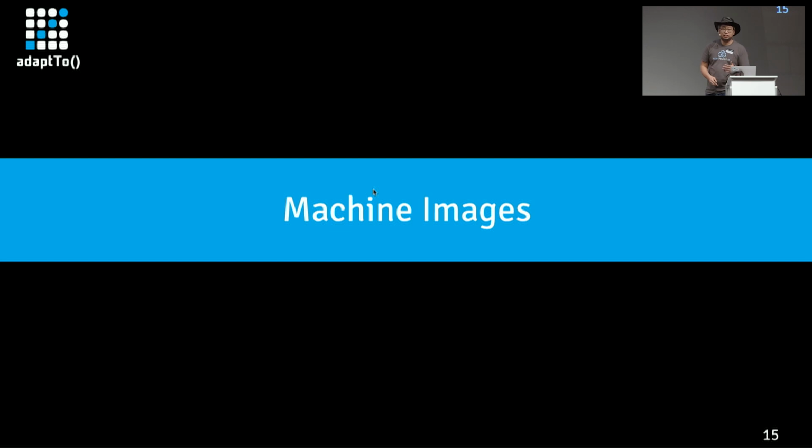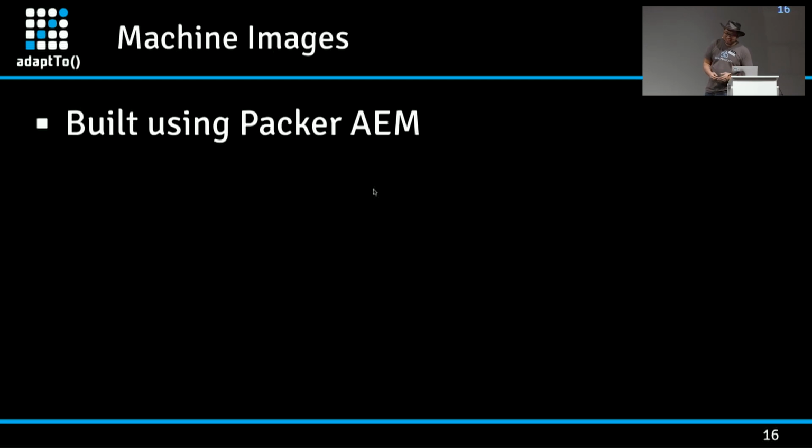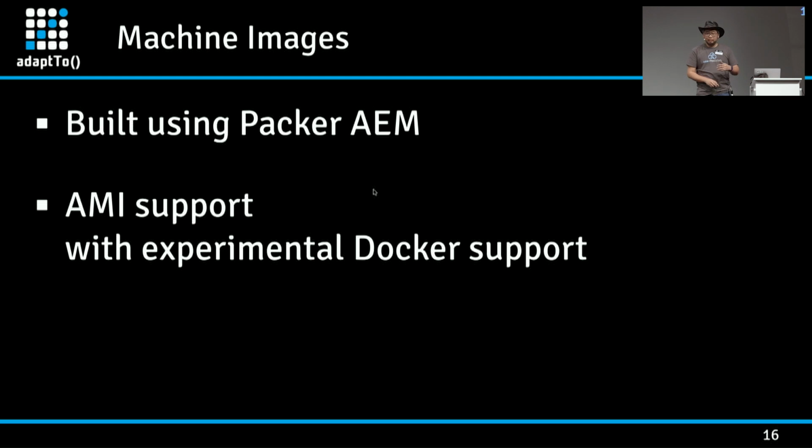So let's start with the machine images. These machine images are built using one of the repositories within AEM OpenCloud called Packer AEM. Under the hood, it's basically a set of Packer templates, which are configurable. And it supports building AWS AMIs.